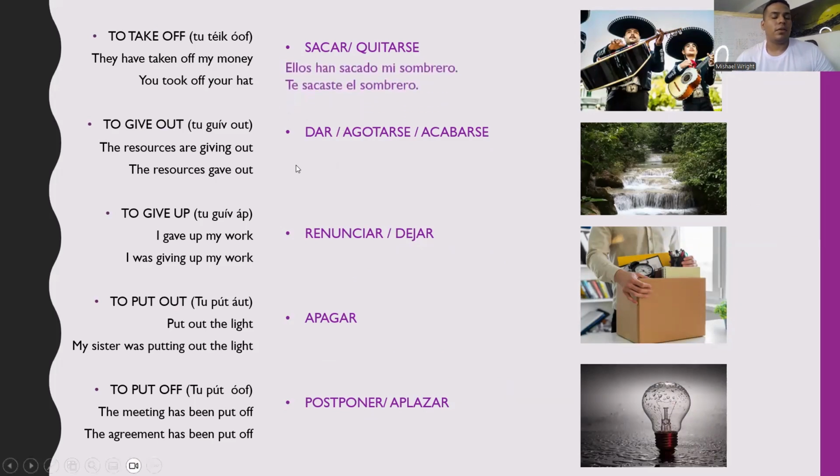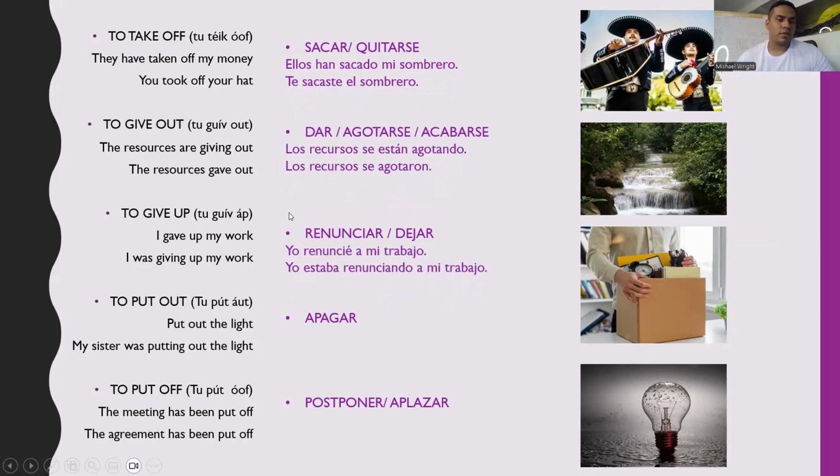Okay, we have the other, which is to give out, right? Dar, agotarse, acabarse, is similar to run out. The resources are giving out. The resources gave out, right? To give up. I gave up my work, right? That is in past. So I was giving up my work, right?